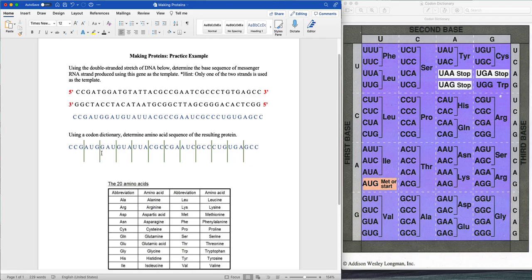So our next word is GAU. We're going to first start by locating G along the left side of the dictionary. Our second letter is A, which is going to fall in this third column. And then we're going to find our third base again, which is U. So we're going to move on down here, and then we find it there. GAU stands for ASP, which we know is the amino acid aspartic acid. Pause the video again and use the codon dictionary to determine the remaining sequence of amino acids.